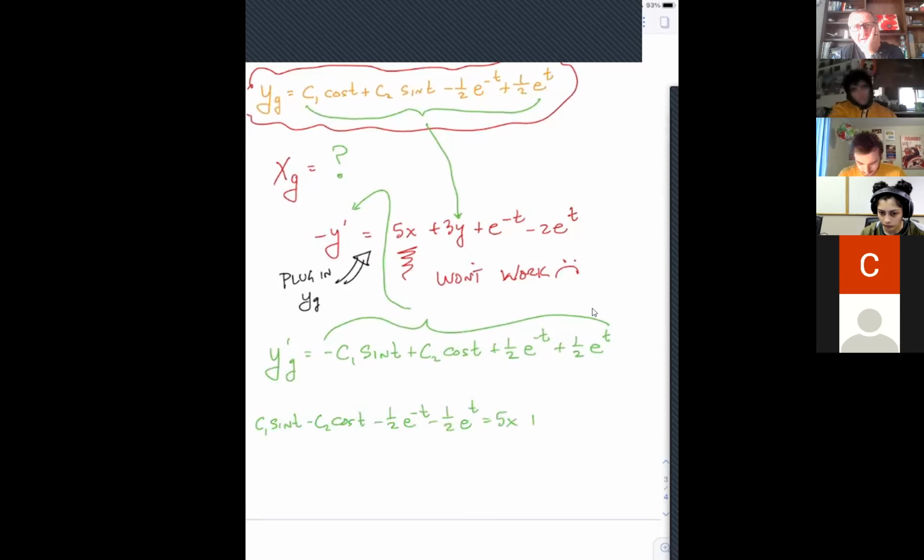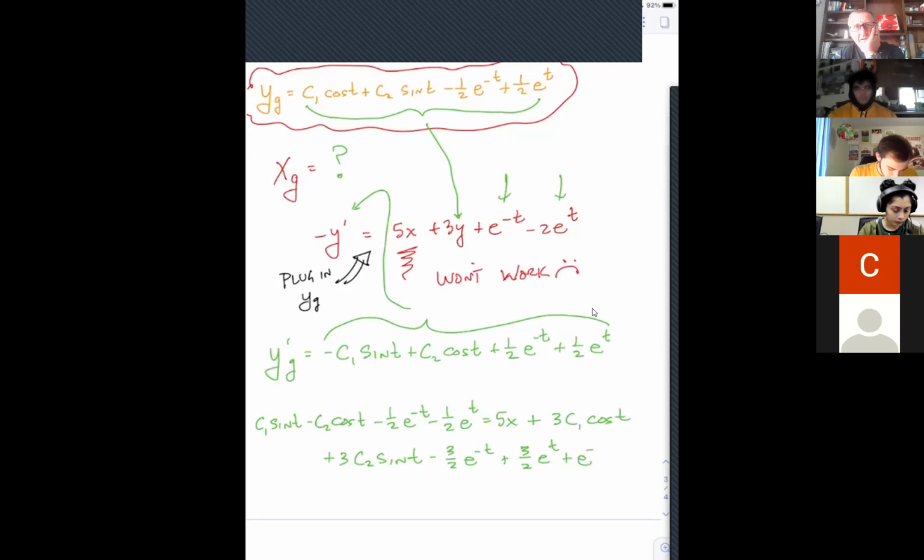And then plus, this is never fitting on one page, plus 3 times all that junk. So 3 times c1 cosine of t plus 3 times c2 sine of t minus 3 halves e to the negative t. 3 times a half is 3 halves e to the positive t. So that's all plugged in here. And then I just have these last 2 terms to tack on to the end, and they're not multiplied by anything.